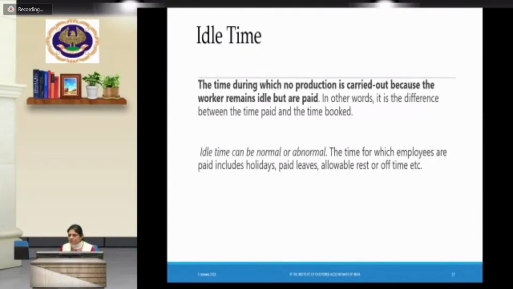All right. So idle time can be normal and abnormal. Normal idle time has to happen. Again, we can say it's uncontrollable. It has to happen. Abnormal time we have to control. All right. So we'll see what is abnormal, what is normal. The time for which employees are paid, including holidays, paid leaves, rest time and off time, is idle time where the employee is doing nothing but still is paid. All right. That exactly is what we have to learn in idle time.